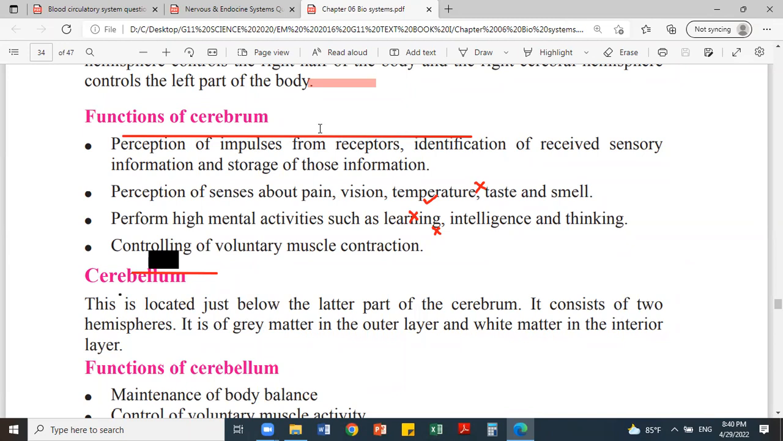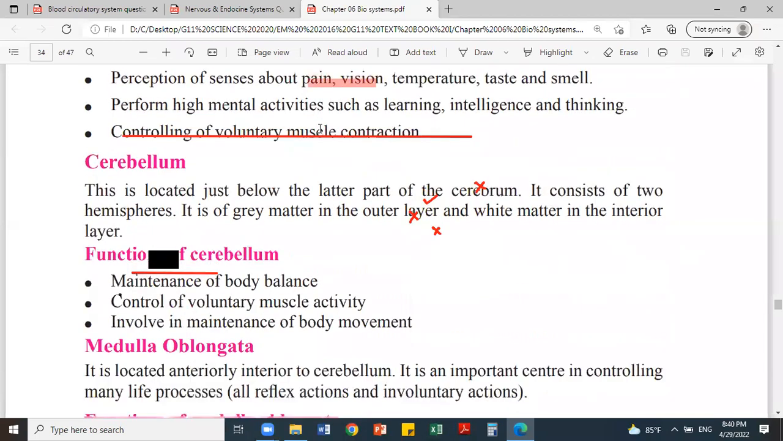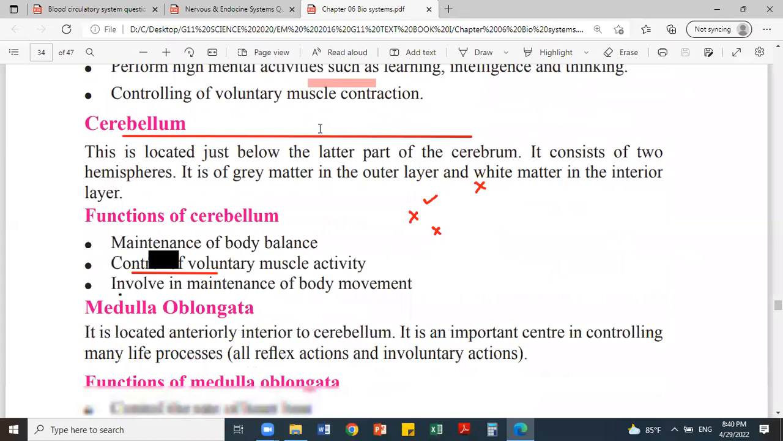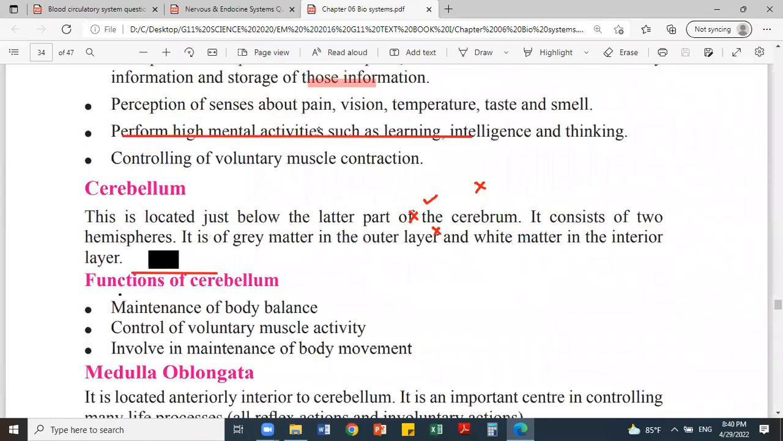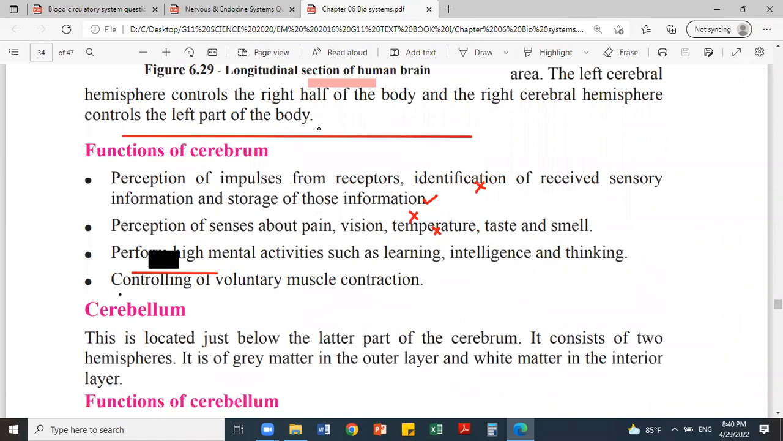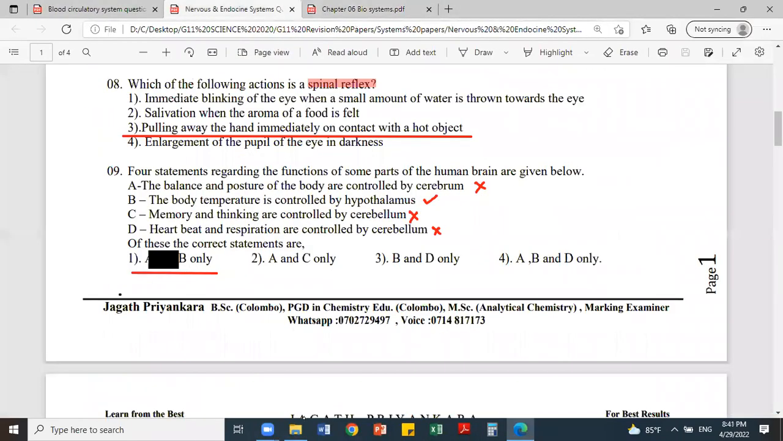Right? Understood? The answer is only the function of cerebrum, body balance. Medulla, you can see involuntary ones. Cerebrum is also there. Some voluntary muscle contraction, sometimes you might have considered that, right?